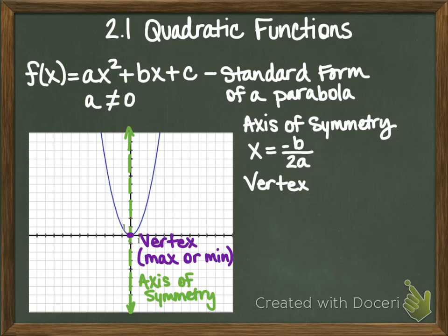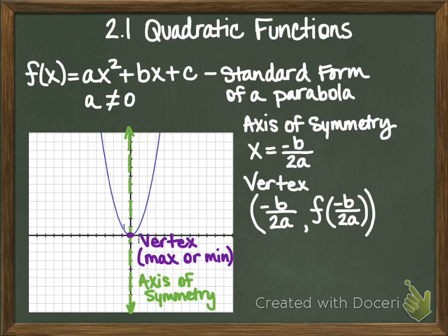The vertex is on that same line, so they have the same x coordinate. So you're going to use the number that you just got, negative b over 2a, for your x. Then to get the y coordinate, you can just plug that back into the function. So we write f of negative b over 2a. Just plug your x coordinate into the equation, simplify, and that will give you your y.